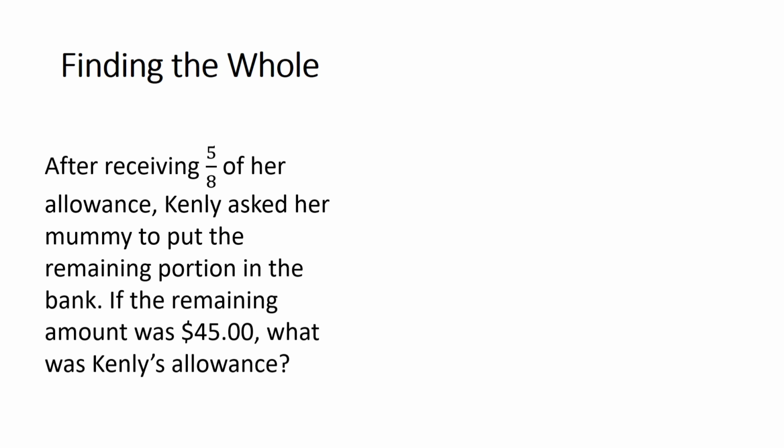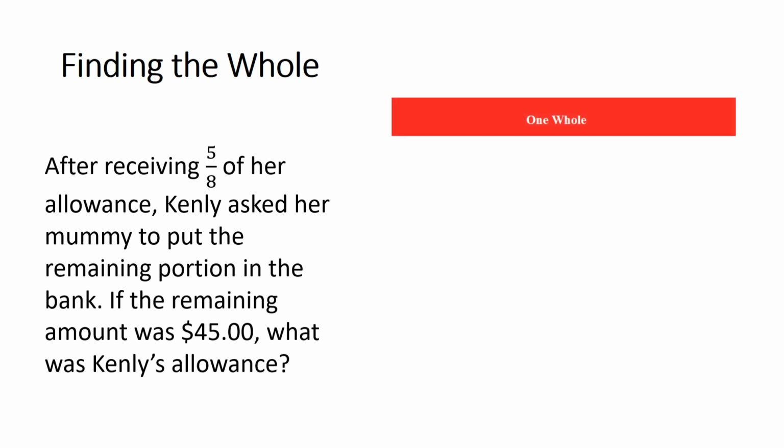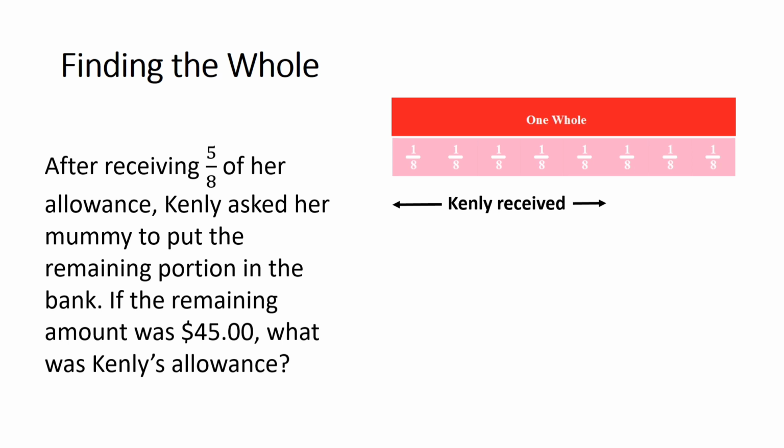Here, Kenny received 5/8 of her allowance. If this is the whole, then 5/8 will be 5 of these 1/8. The remaining portion is which she decided to bank. These 3 represent the amount she banked. So this is what she received and this is what she banked. Keep in mind that the amount of money that was banked is $45. This means that 3/8 of the whole is equal to $45.